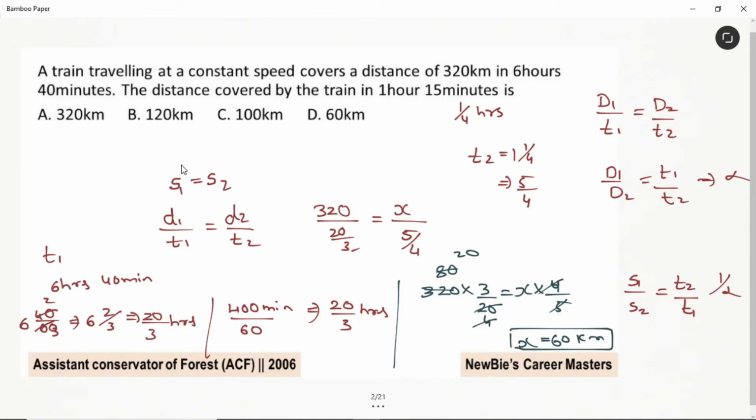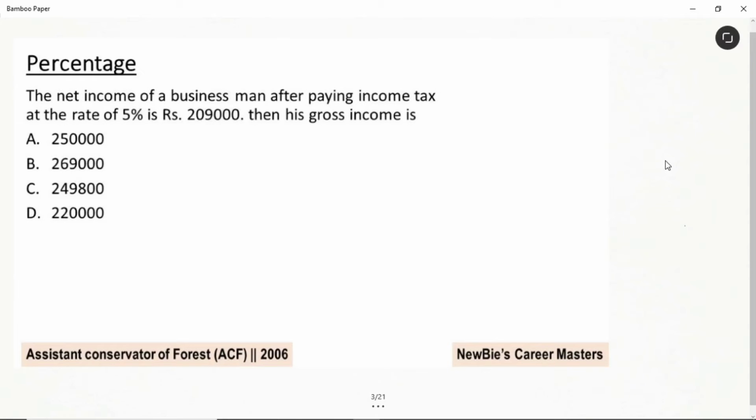See, here we learnt directly proportional and inversely proportional. Correct? Here we have used directly proportional concept. D1 divided by T1 is equal to D2 divided by T2. Okay? Yes. Newbies, will solve the next question now.